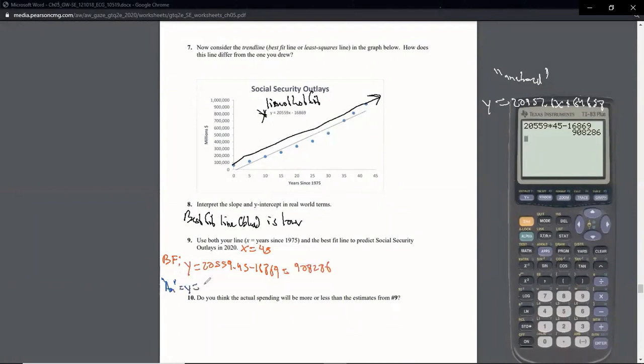Then for the other one, for the anchored, it's y equals 20957.6 times 45 plus 64658, which when we calculate that, we get 1,007,750.